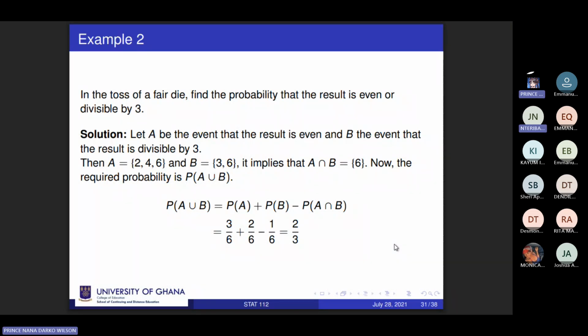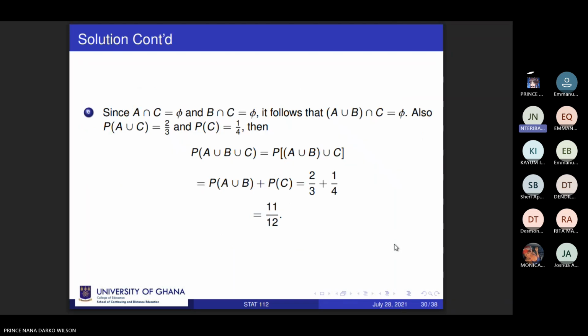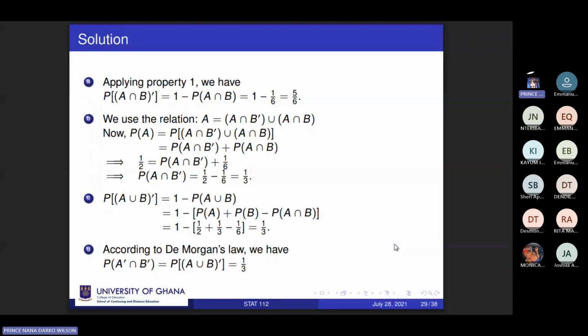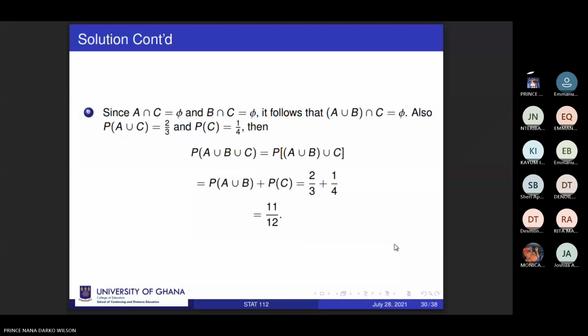The answer they had here was 11 over 12, and we had 13 over 12. Oh, no, we didn't have 13 over 12. It was 13 over 12 minus 1 over 6, and that's 11 over 12. Oh, okay. Okay, so then you might have missed that.